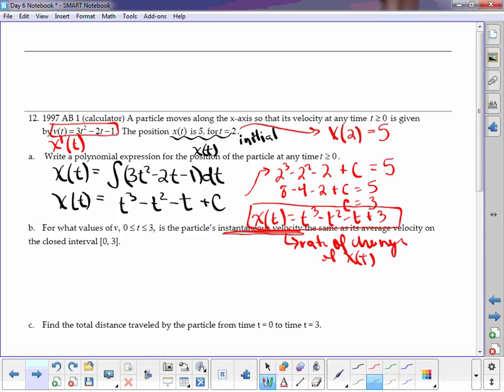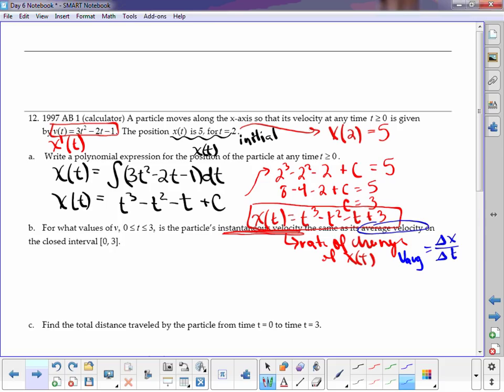Now, average velocity. How do I find my average velocity? I'm going to use the endpoints of my interval to help me find that slope. Remember, average velocity, average rate of change, is just Algebra 1 slope. So again, be careful. Velocity is my rate of change of position with respect to time. So my average velocity is change in position over change in time. Do we remember this, guys?